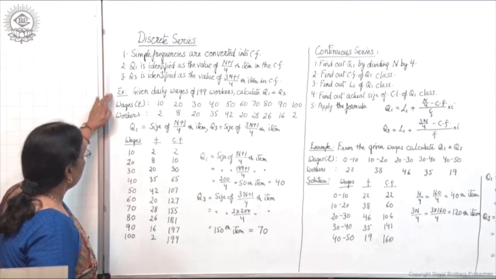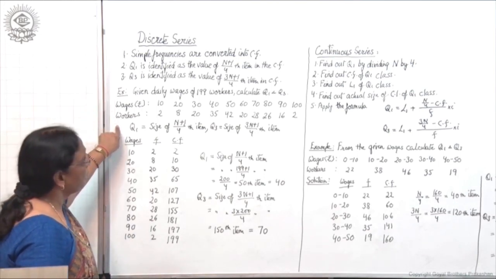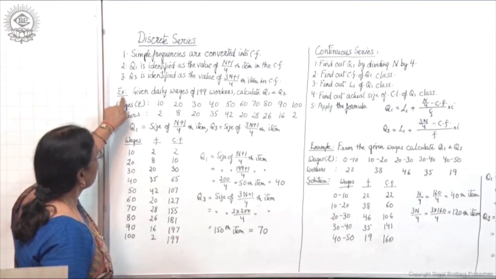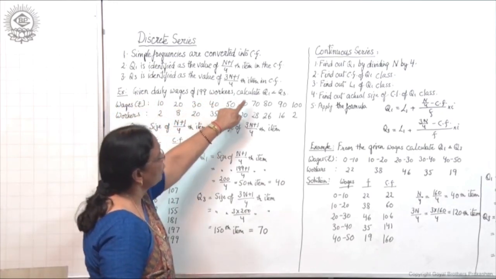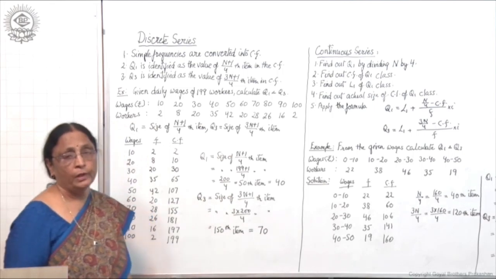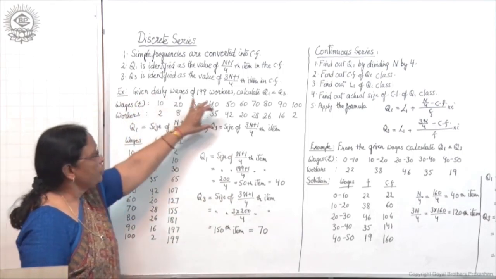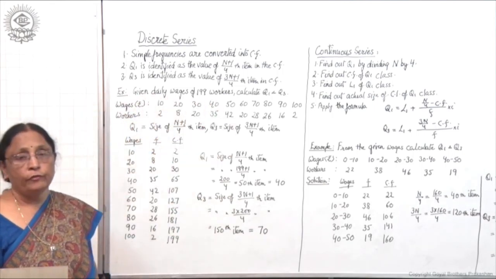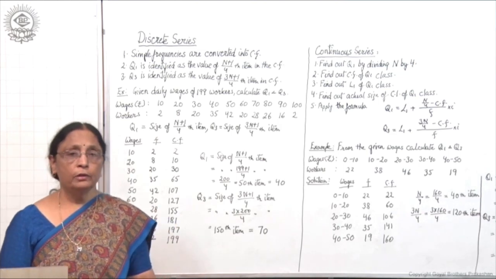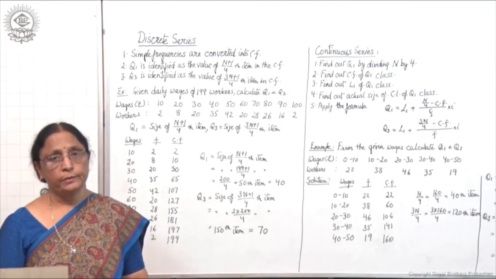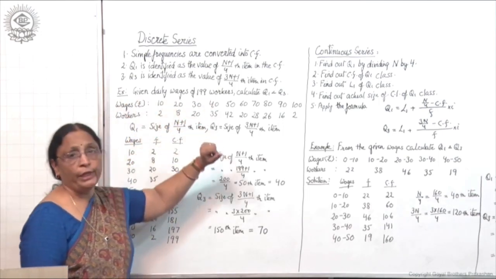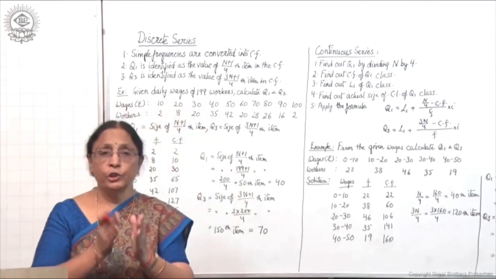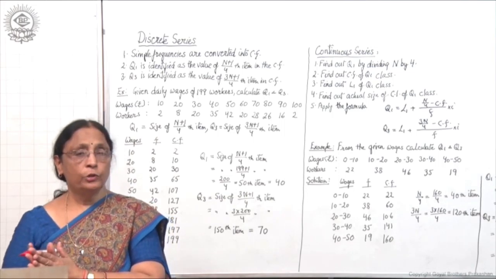Now let us see with an example, it will be clear to you. This is the example: given daily wages of 199 workers, calculate Q1 and Q3. Here the data is given to you in the form of daily wages of 199 workers, and out of this given data you have to calculate how much is Q1 and how much is Q3.